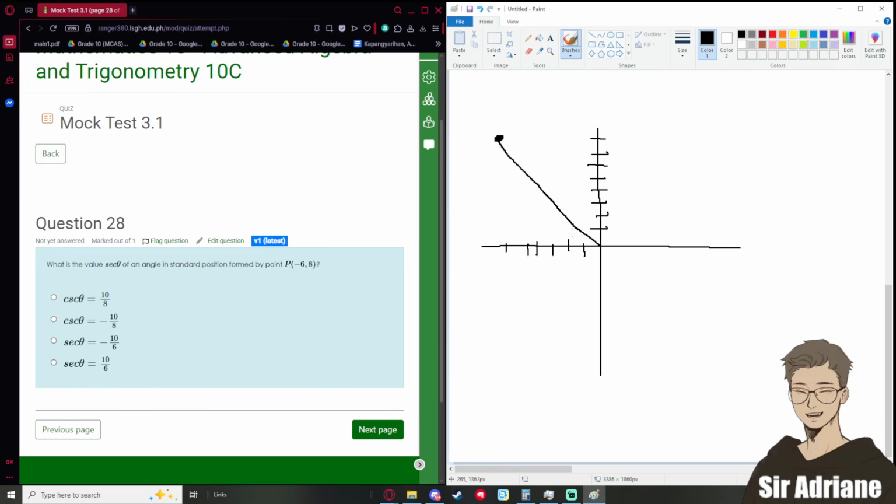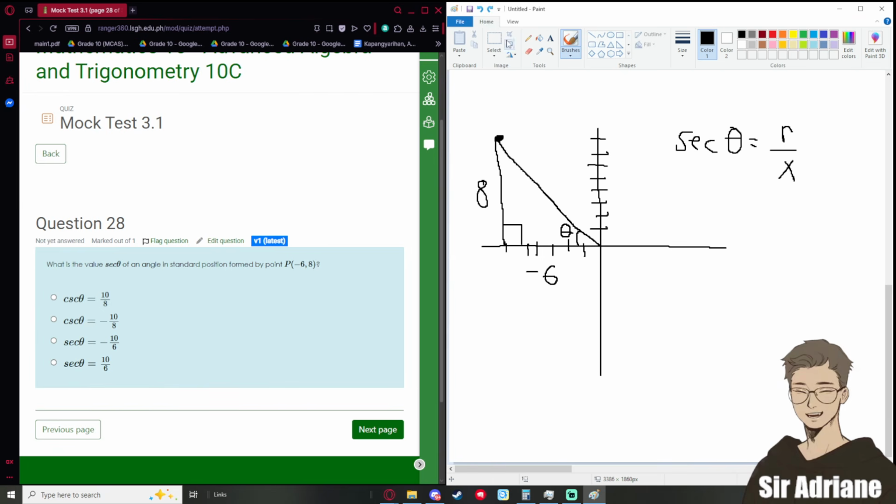Okay. And we can use the reference angle theta here, made with the x-axis, and create this right triangle, wherein the side length of this side is 6, or negative 6, sorry, and the side length of this one is 8. Now we need to know the secant of an angle. Now, if you recall our formulas, the secant of an angle is just a reciprocal of cosine. And cosine is x over r. So therefore, secant of theta is r over x. We already know the value of x, that is negative 6. But we do not know yet the value of r.